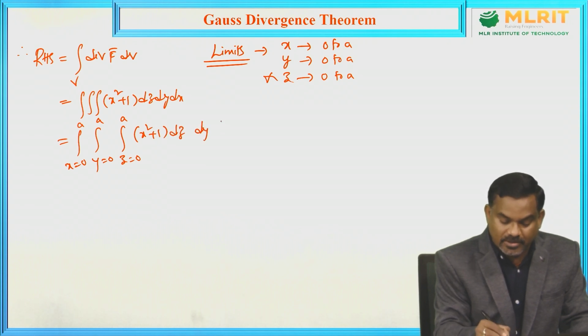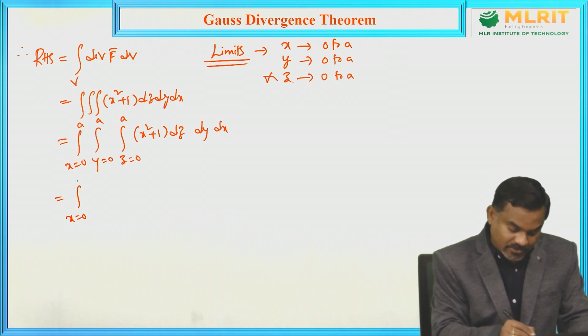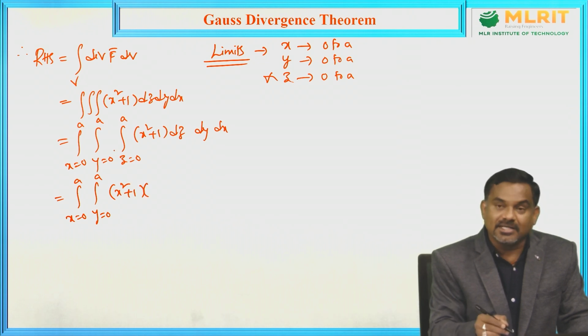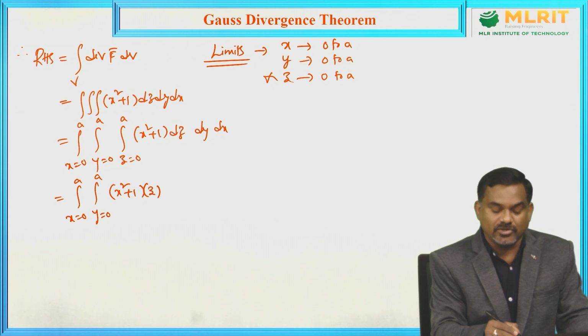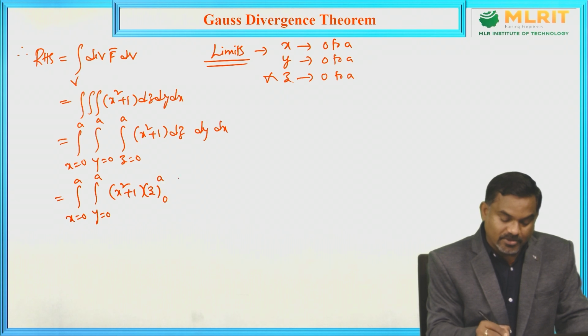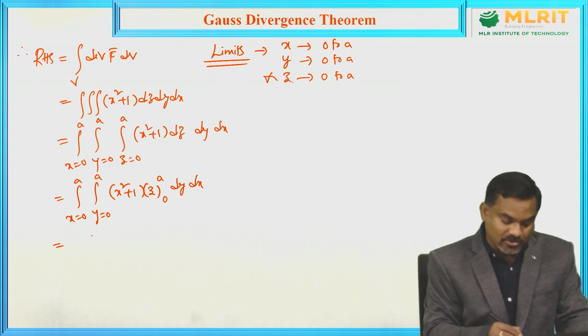First we integrate with respect to z, then y and then x. So x from 0 to a, y from 0 to a, first with respect to z. The integral of dz is z. Since x square plus 1 is constant, we treat the other independent variables as constants while integrating with respect to z. So the limits from 0 to a, dy dx. By applying the upper limit we get a, lower limit 0, a minus 0 which is a. So x from 0 to a.